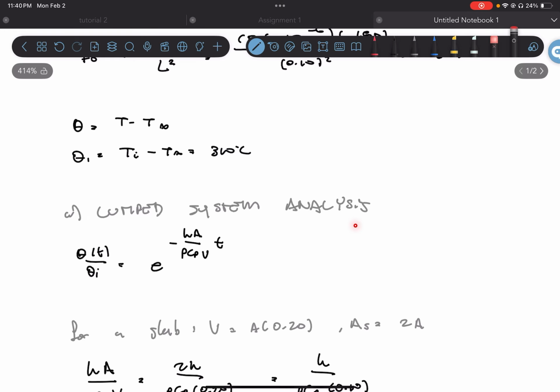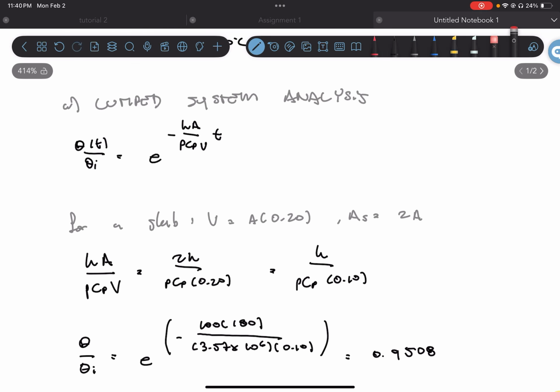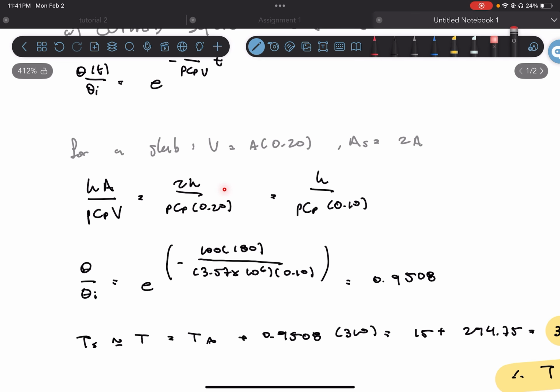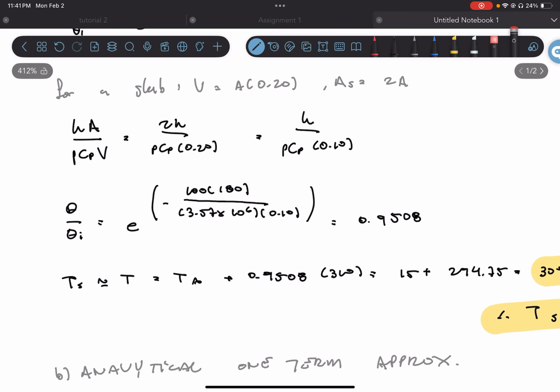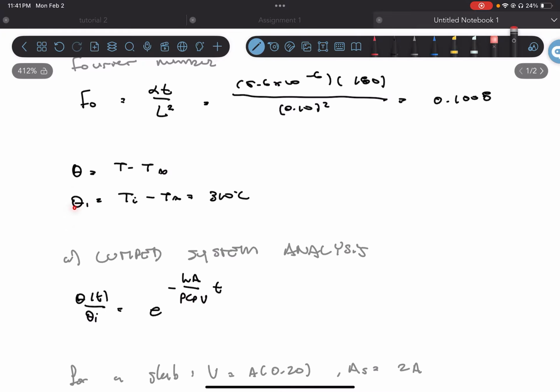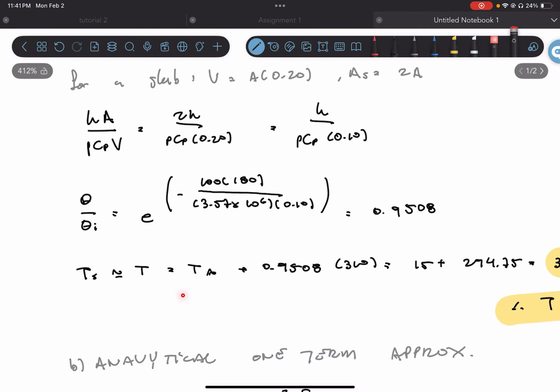So part A is the lumped system analysis given by this equation right here. For a slab, V over A is a function of the area of 0.2, which is the L. We're taking A_s equals 2A, and we're substituting every number into the equation, and then we are using these two formulas, this formula right here, into right here.